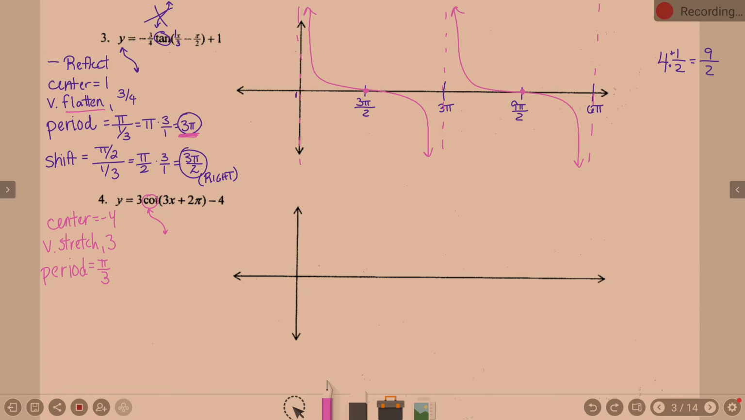Okay. -2 pi. Okay. So to the left. Phase shift is c over b, opposite the sign. So -2 pi over 3, and as it was already pointed out, that is going to be going left. Okay. I think we got everything there, didn't we? Yep. Center line, -4. Okay. Label some center line.